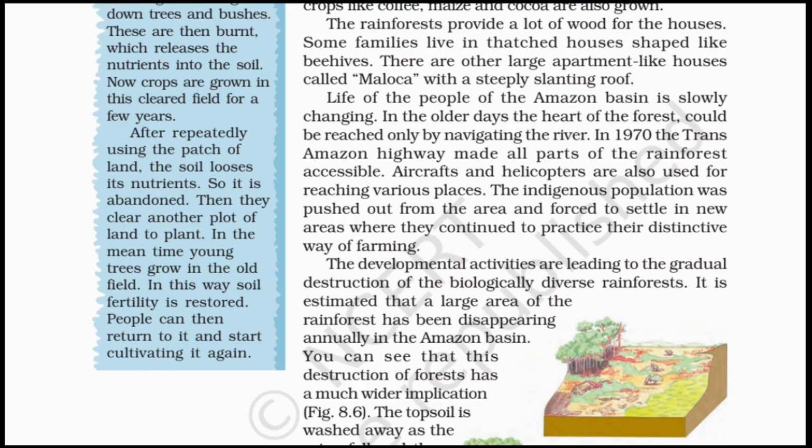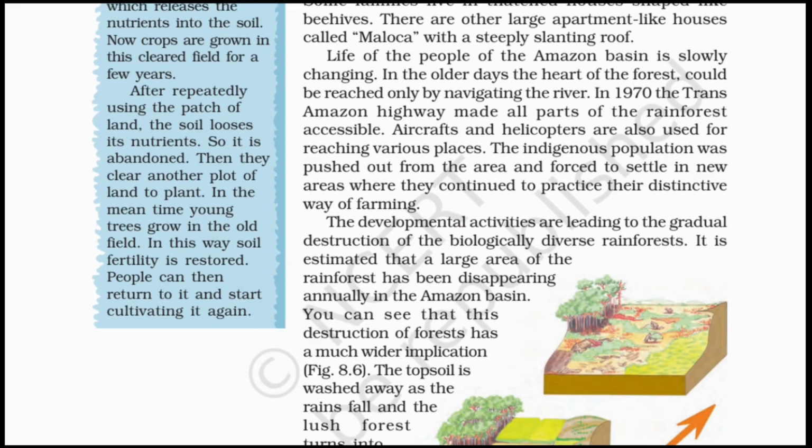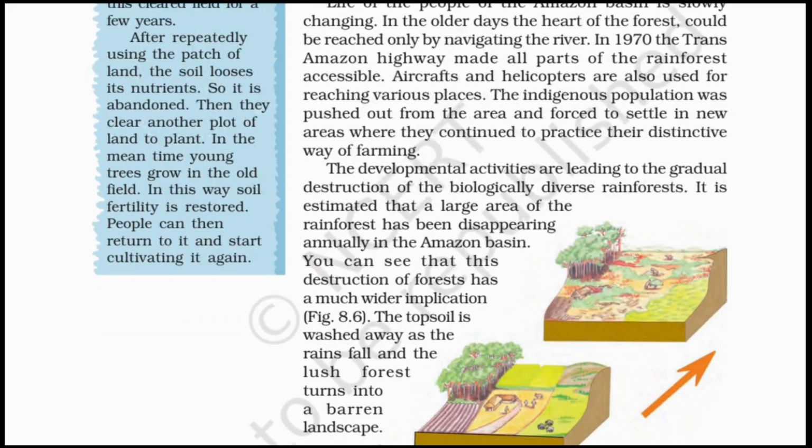Okay. Now, life of the people of the Amazon basin is slowly changing. In the older days, the heart of the forest could be reached only by navigating the river. In 1970, the Trans-Amazon Highway made all parts of the rainforest accessible. Aircrafts and helicopters are also used for reaching various places. The indigenous population was pushed out from the area and forced to settle in new areas where they continue to practice their distinctive way of farming.